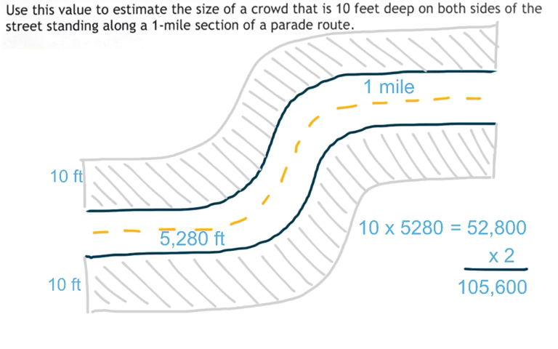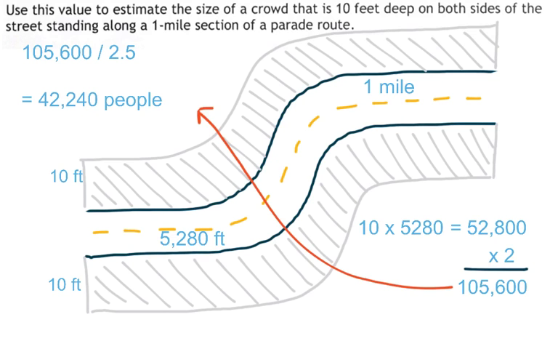So we'll take that number, 105,600, divide it by the number of square feet per person, and we will get 42,240 people approximately could be watching this parade.